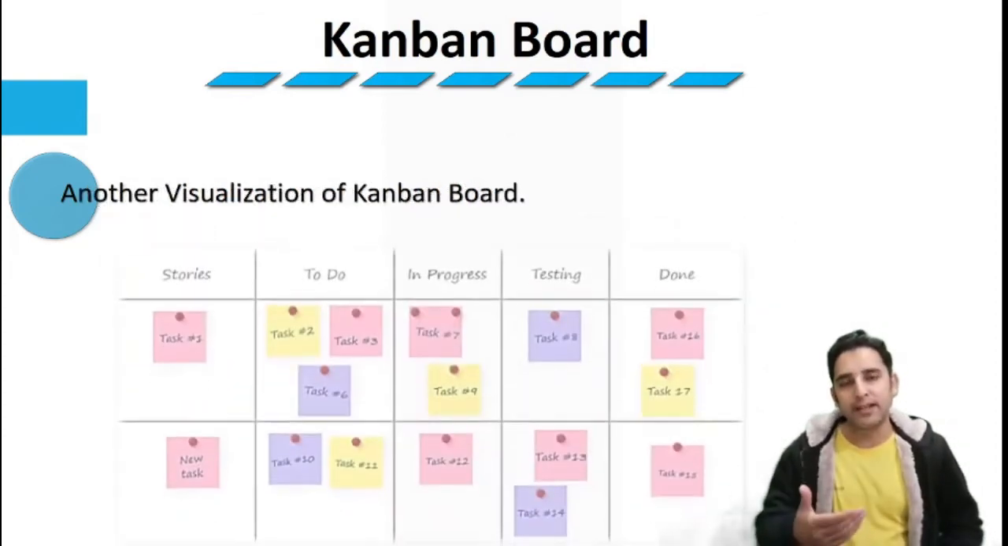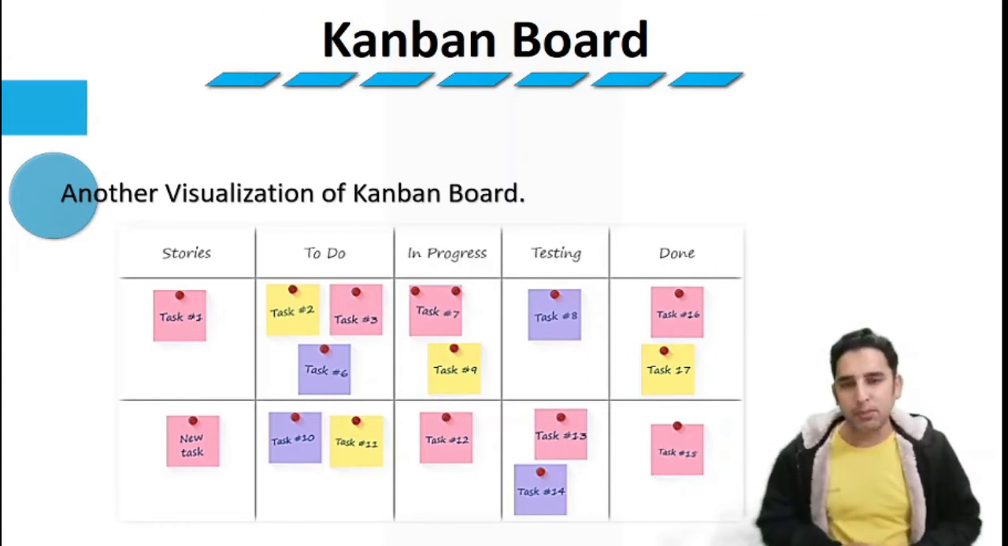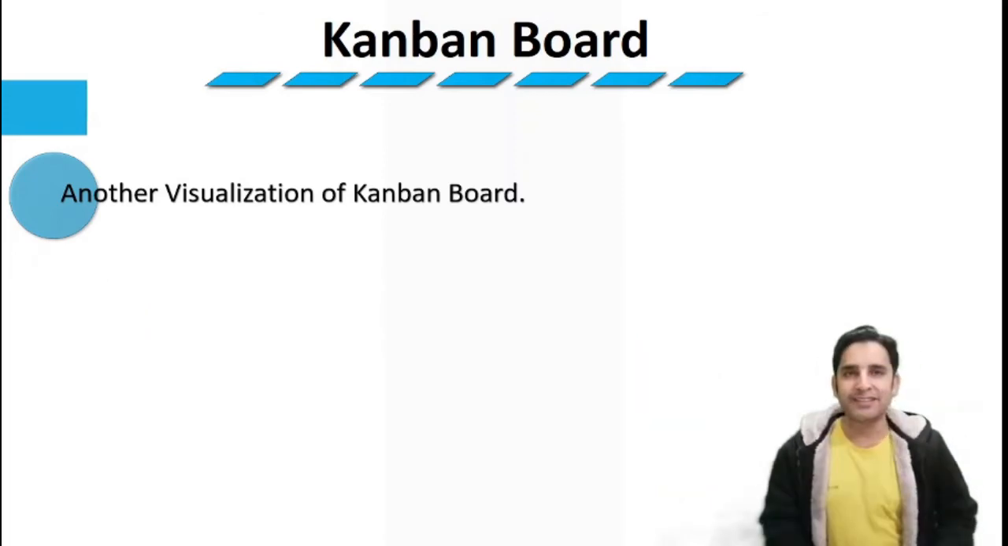Just to make our understanding a bit better, I have placed another visualization of a Kanban board. This is just another visualization where on the left side you can see the story points, then your team has picked stories in the to-do list, and then they have moved into in progress, and from in progress to testing, and from testing to done.